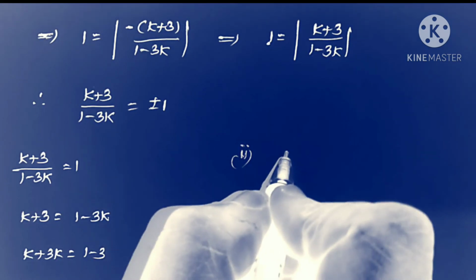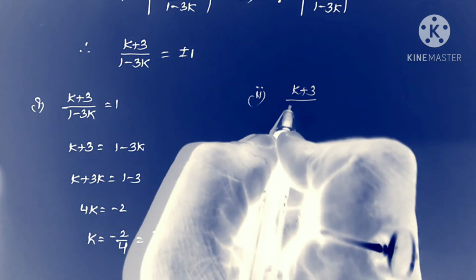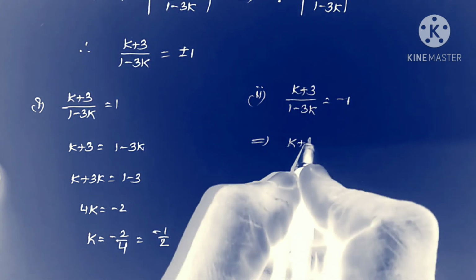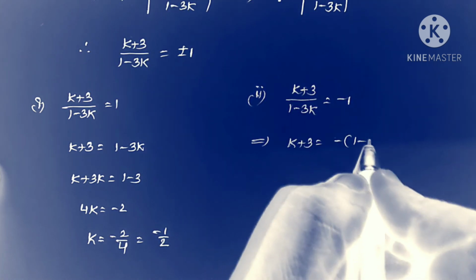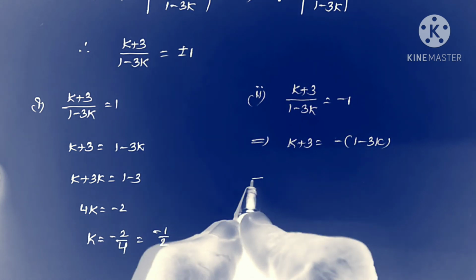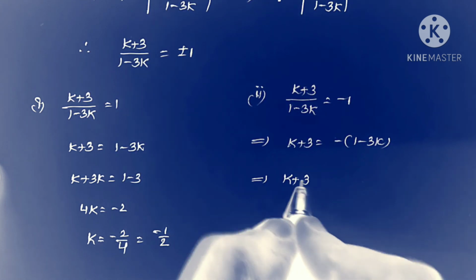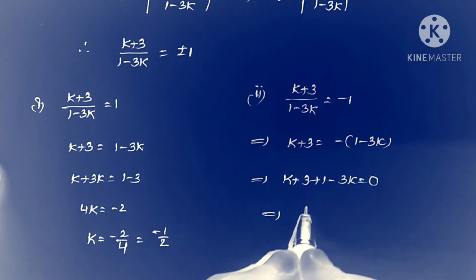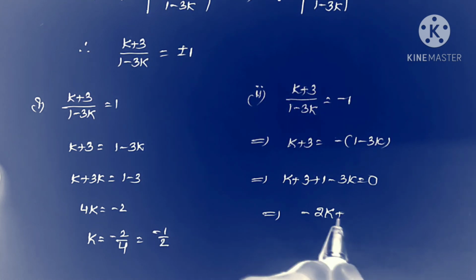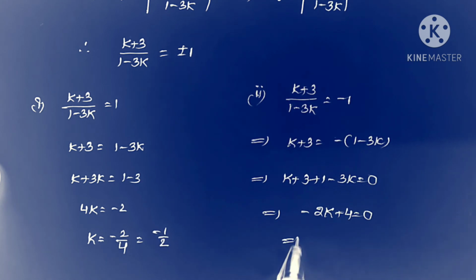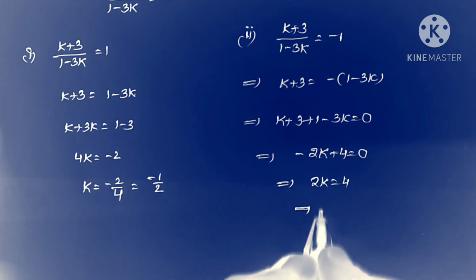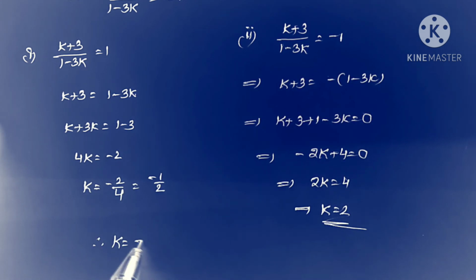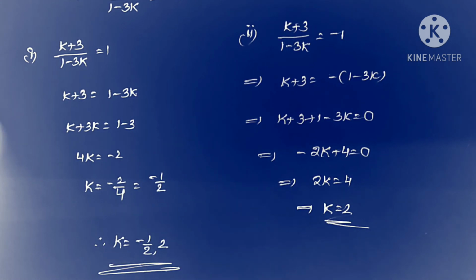Now coming to the second case, we take that (k plus 3) by (1 minus 3k) is equal to minus 1, that is k plus 3 is equal to minus of (1 minus 3k), which means k plus 3 plus 1 minus 3k equal to 0, that is minus 2k plus 4 equal to 0. Then 2k is equal to 4, then the value of k is equal to 2. Therefore the values of k are minus 1 by 2 and 2. That's all.